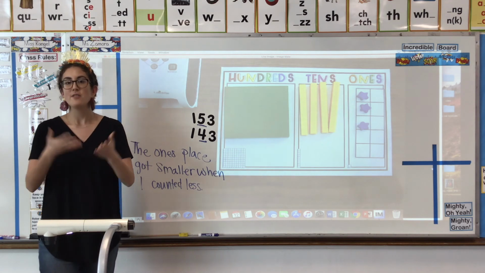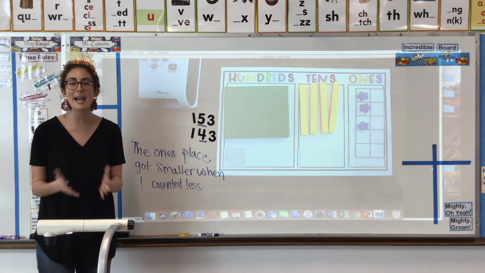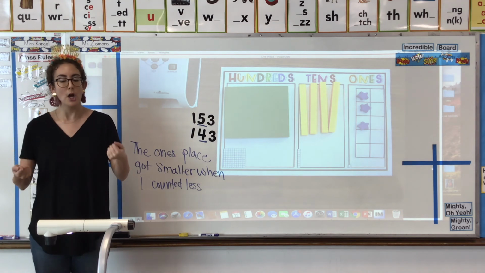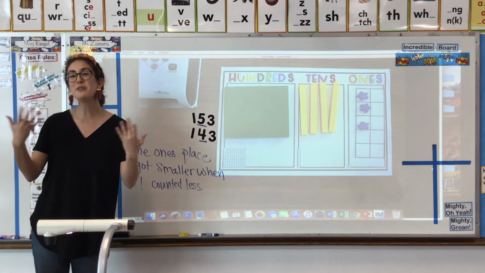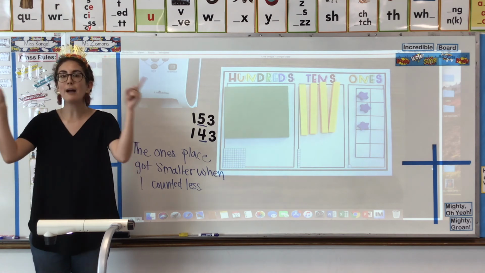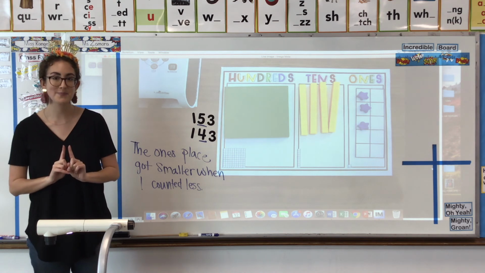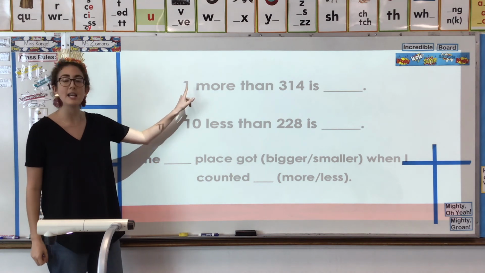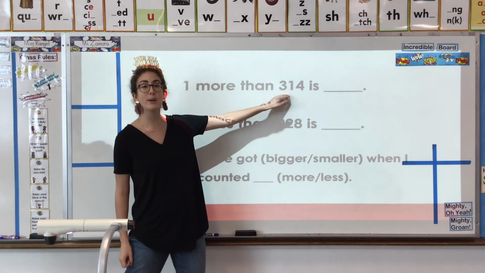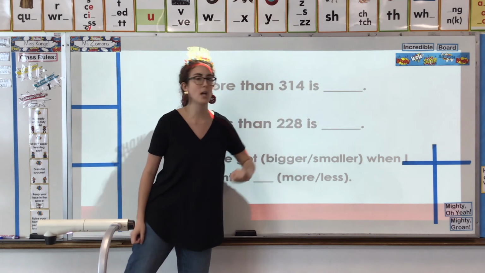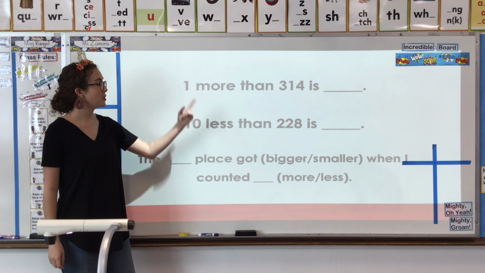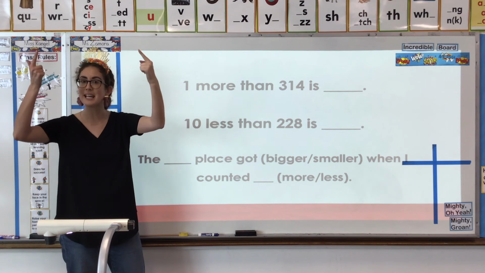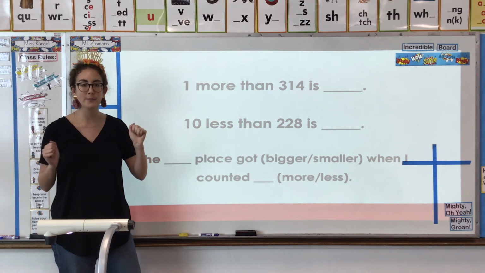Okay, second grade. Thank you so much for talking with me and practicing this new math vocabulary. It's now going to be your job to show me in a video how you understand and can describe that relationship between numbers. So second grade, I want you to use your knowledge of place value to find 1 more than 314 is blank. So how do we show 1 more? Remember, more than means that we're counting up and we're getting a bigger value.